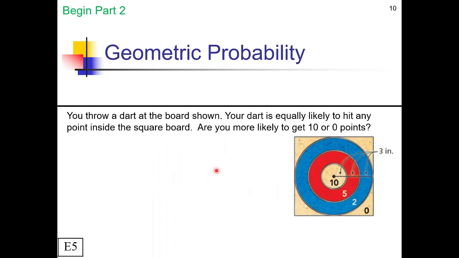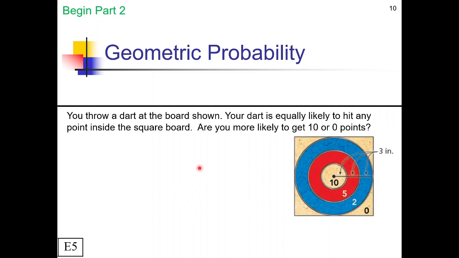We're going to kick this one off by throwing a dart at this board right here. So they're telling us that the dart is equally likely to hit any of the points inside the square board. So we're not even considering the possibility that you're going to completely miss this square board. You're going to hit something. We're guaranteed that. They're asking, are you more likely to get the 10-point bullseye or one of these four corner pieces worth 0 points?